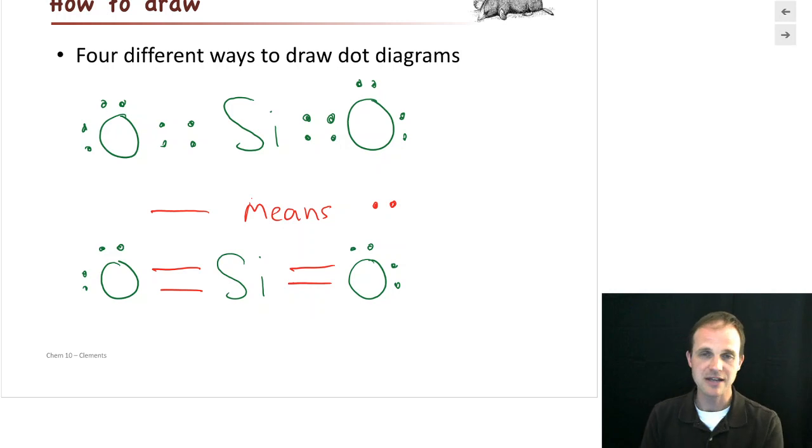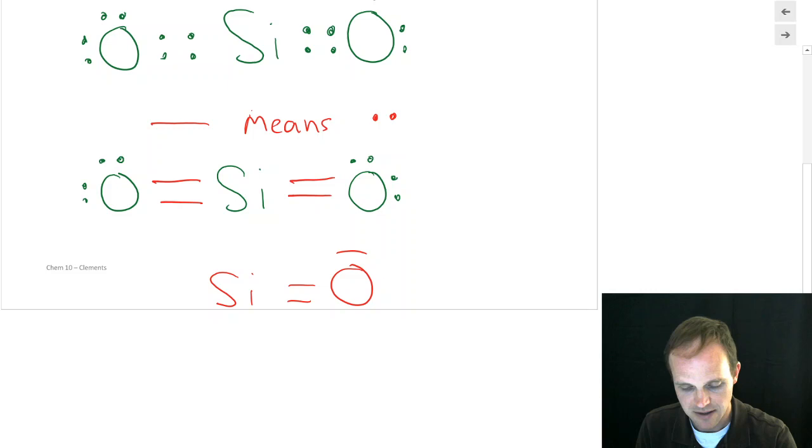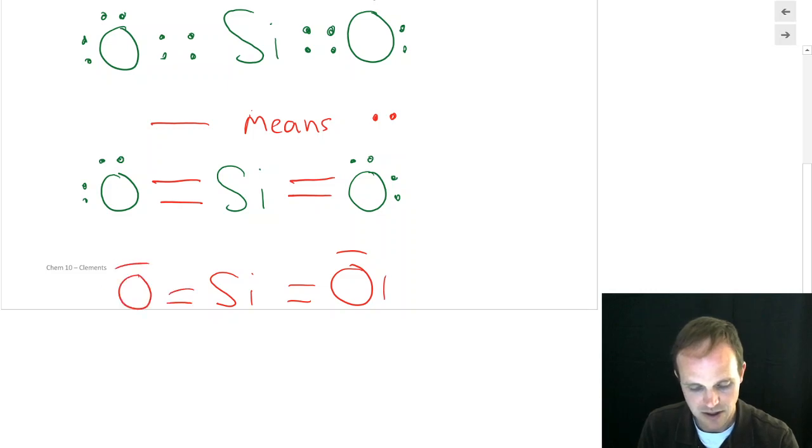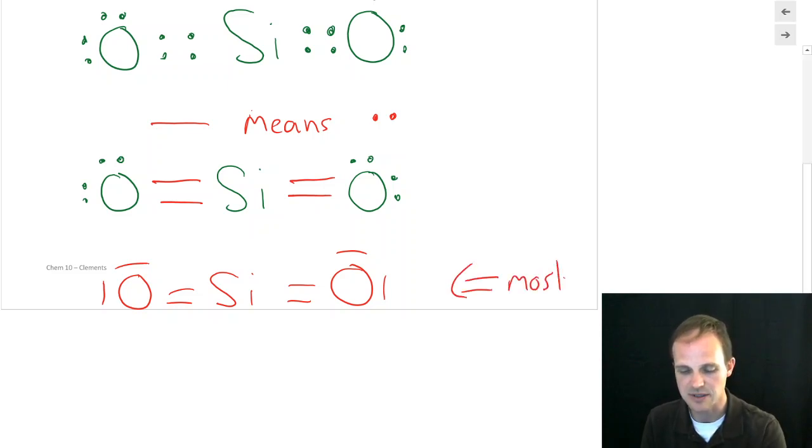Well, if we could draw lines for those inner dots, can we draw lines for those outer dots? Absolutely. And we end up with something that looks a little more like this. I'm going to draw it all in red here. And wow, that was a whole lot easier to draw. And so that's what most chemists end up drawing: they draw all lines where they can whenever there's pairs of electrons. This is going to be the one we're going to most commonly use in this class.